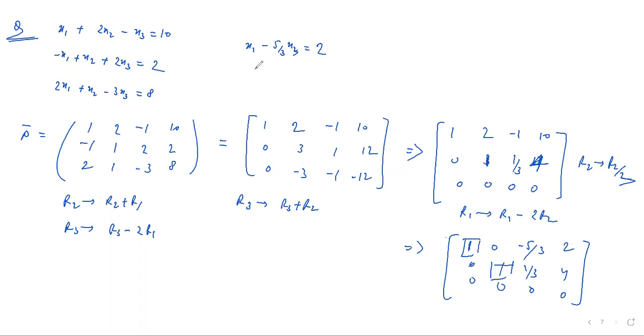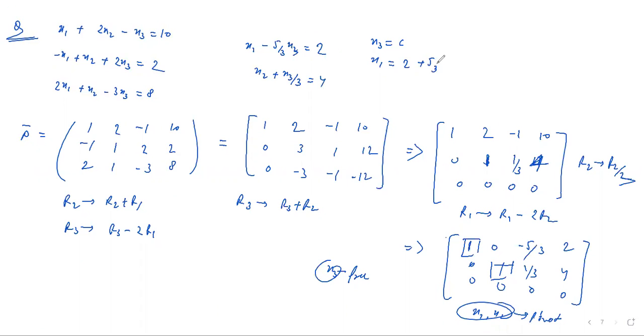x2 plus x3 by 3 is equal to 4. Okay, so we have x1 and x2 in our pivot columns, so x1 and x2 are basically pivot elements. And x3 doesn't have any pivot, so it is my free variable. Let's consider that x3 is equal to c, and find the other unknowns: x1 will be equal to 2 plus 5 by 3 c, and x2 will be equal to 4 minus c by 3.